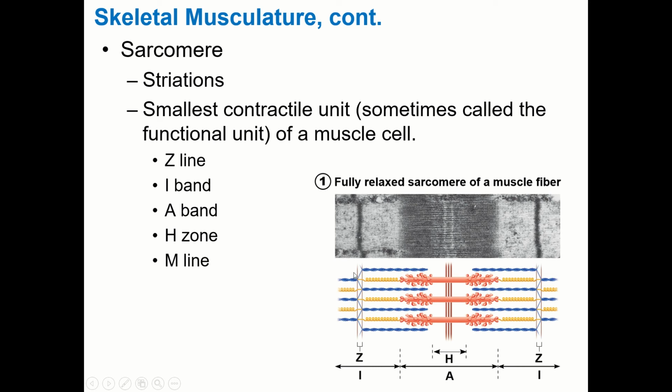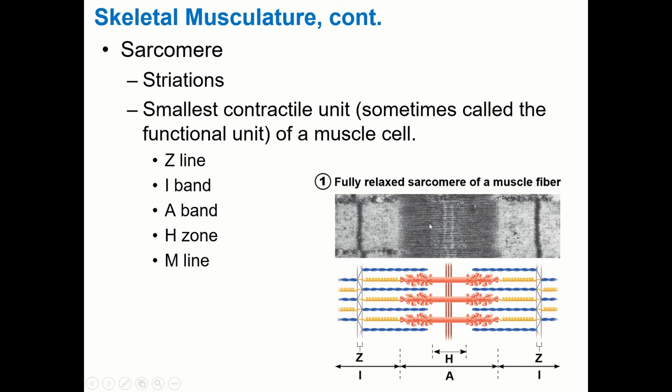So you've got Z-line, which serves as the anchoring point for the actin. I-band, actin only. A-band, overlap of actin and myosin. H-zone, myosin only, and then the M line is the midline. And so you can see that up here on this fully relaxed sarcomere. So you've got our Z-line here. All this stuff, these lines, are actin filaments.